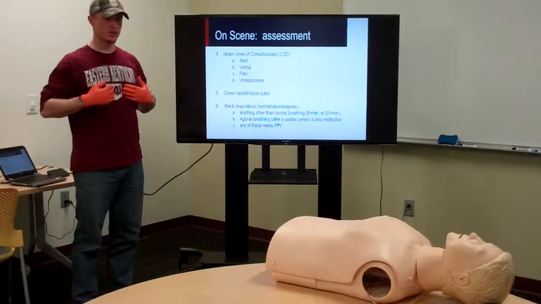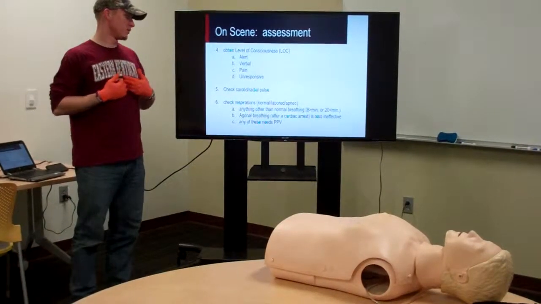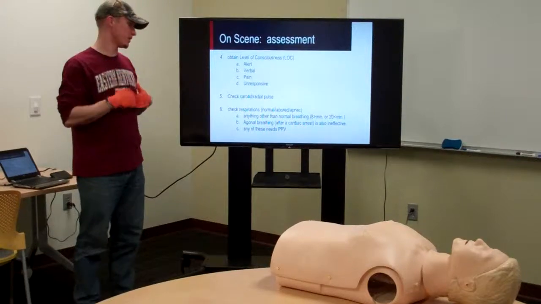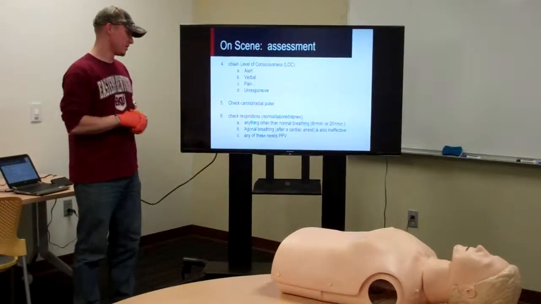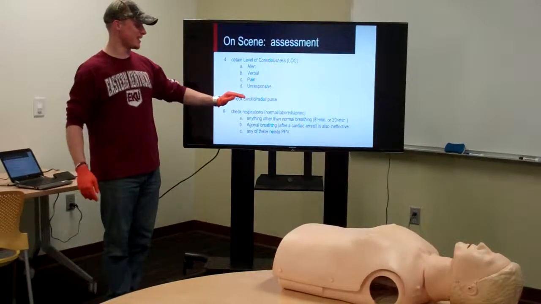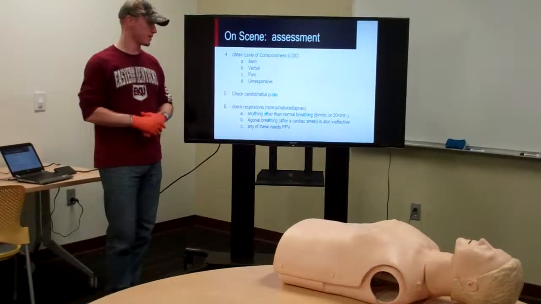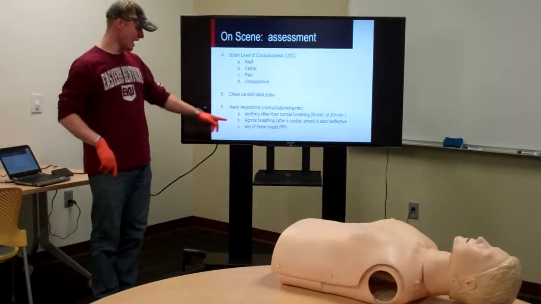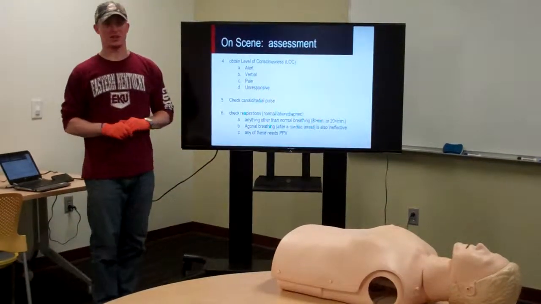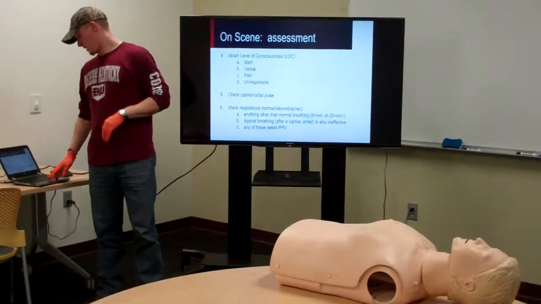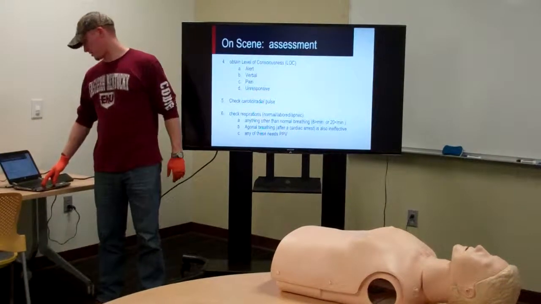Normal means you're getting good tidal volume. Labored means you're struggling to breathe, maybe with some stridor or choking. Apneic means they're not breathing. Anything other than normal breathing, which is less than 8 breaths per minute or more than 20 per minute, needs positive pressure ventilation. Agonal breathing, which usually follows a cardiac arrest, is also ineffective, and you need to ventilate that patient.